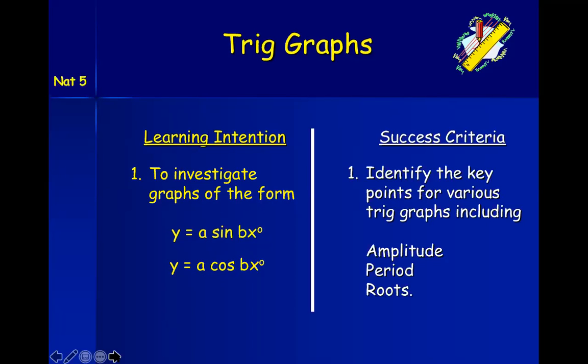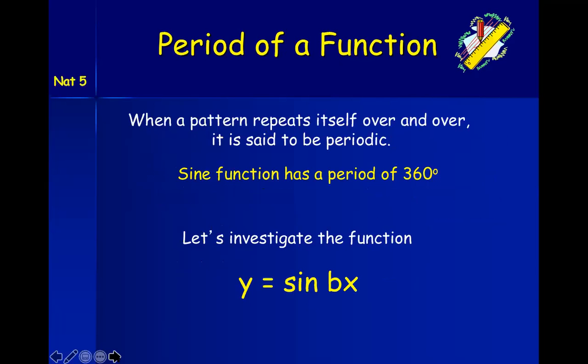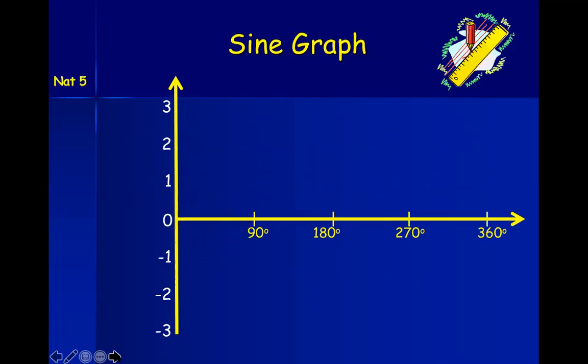B changes the period. So let's have a look at what it looks like if I've got A sine bx. I'm not going to change A just now. Let's investigate just sine bx. We know that sine x has a period of 360 because it's periodic. It repeats itself over and over every 360.